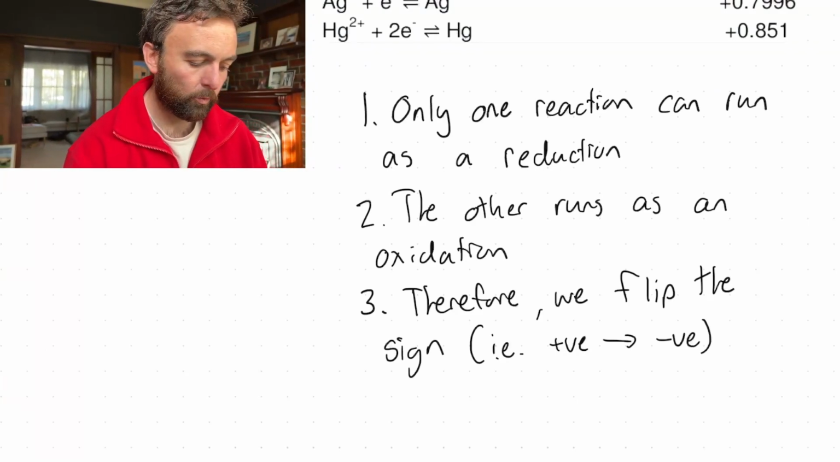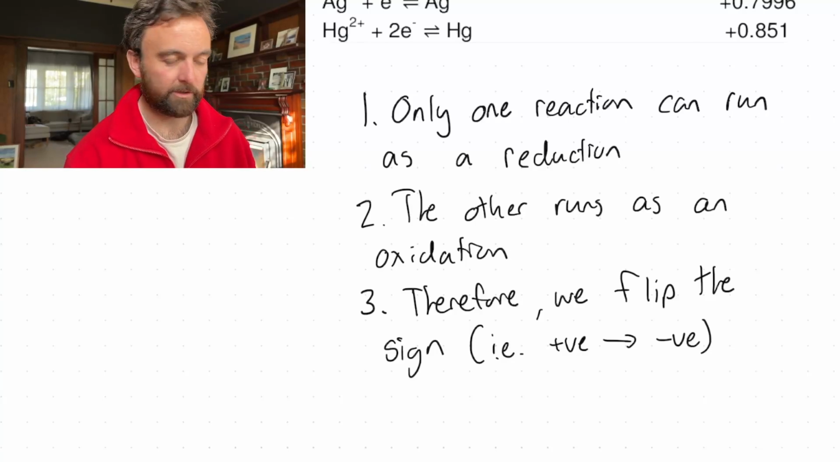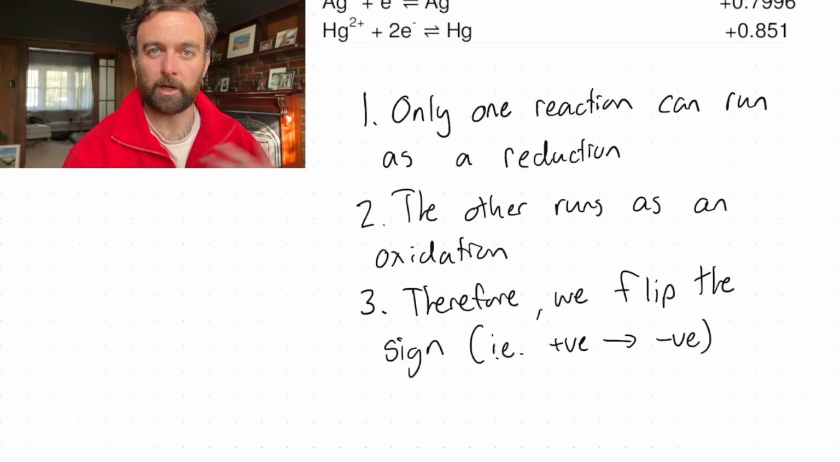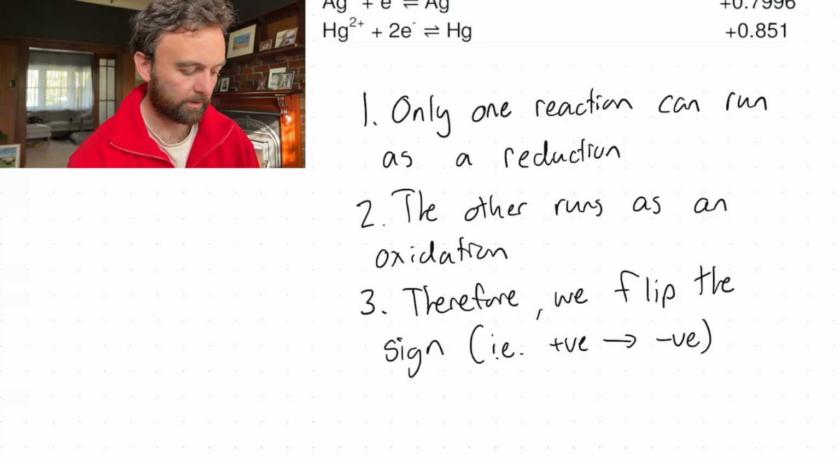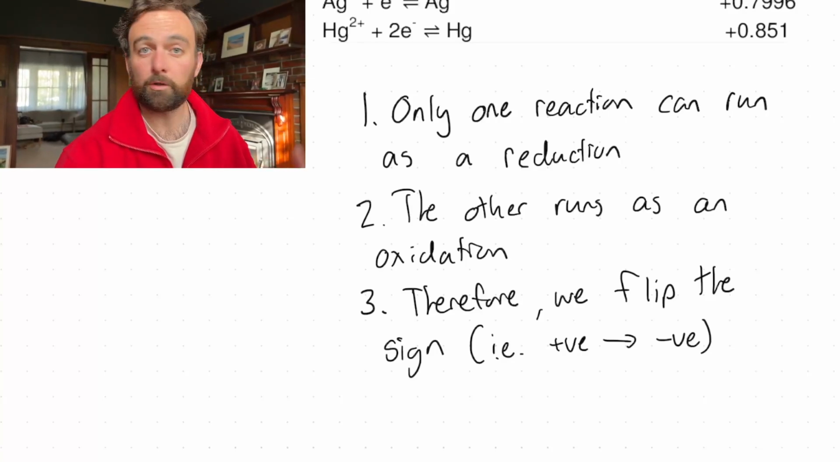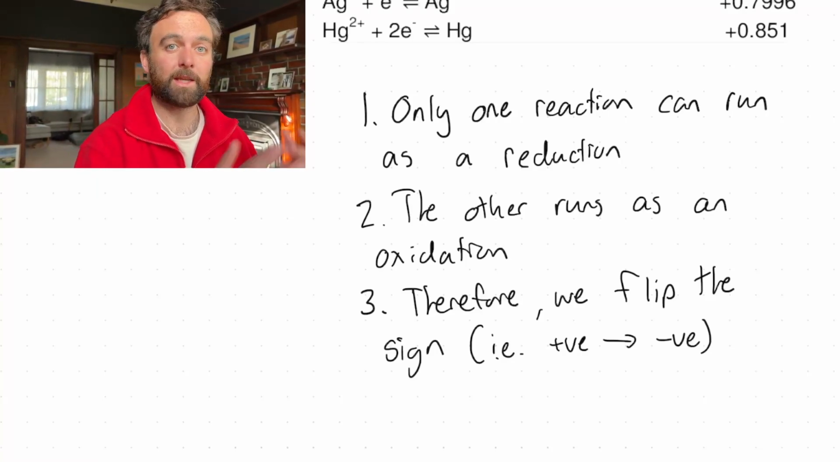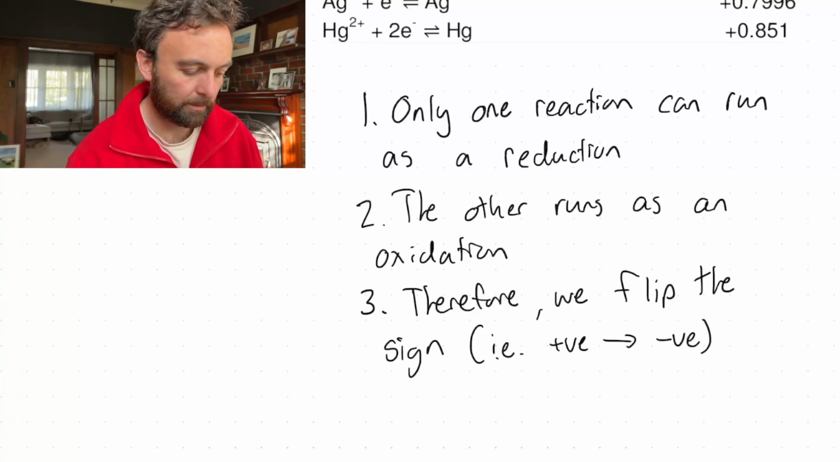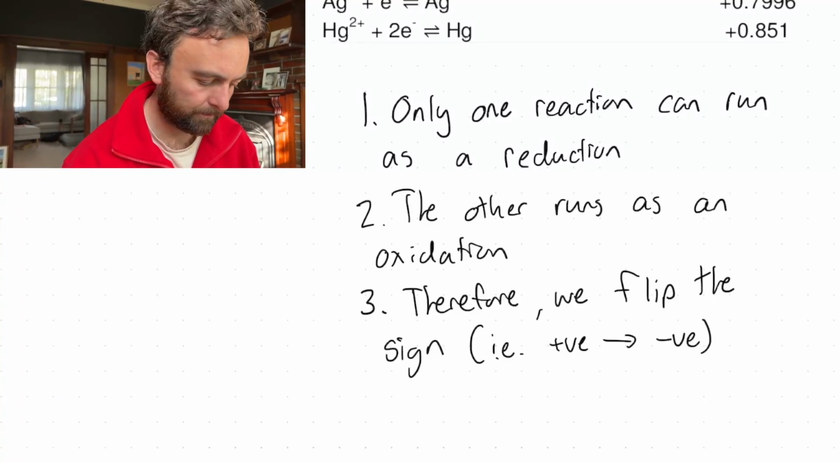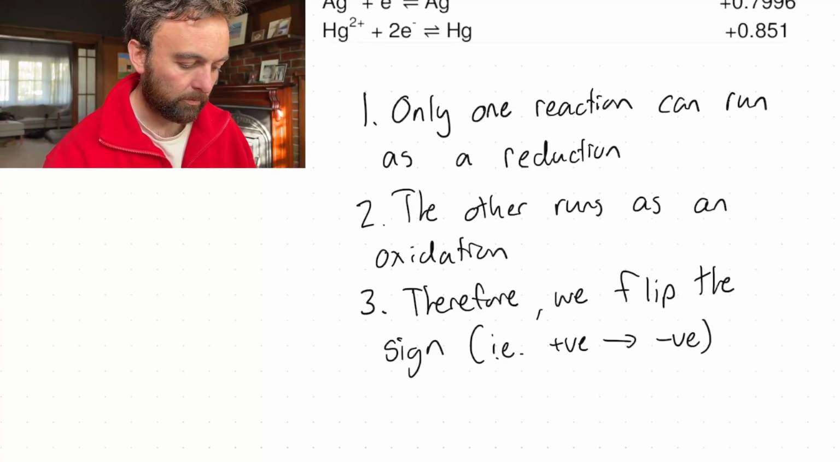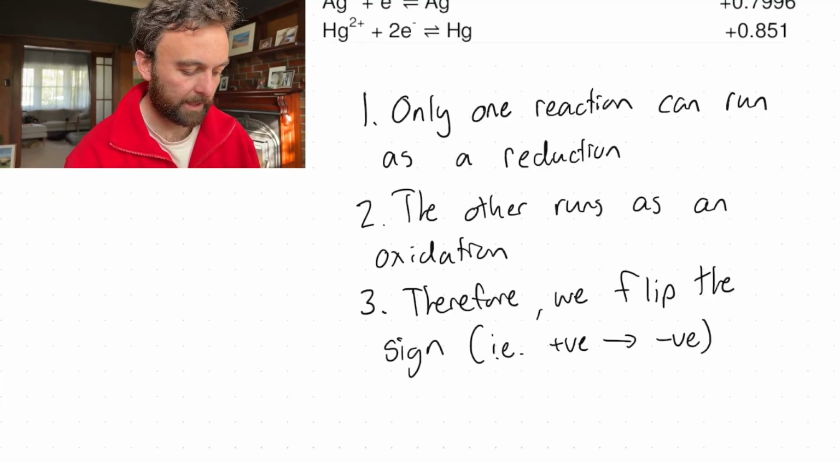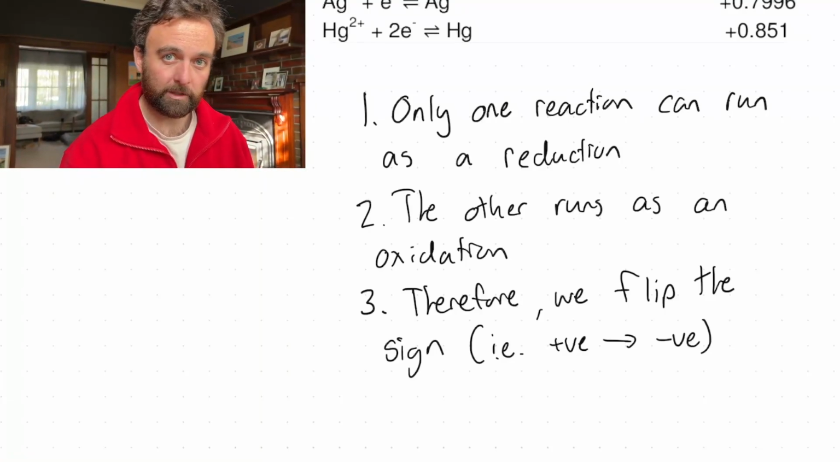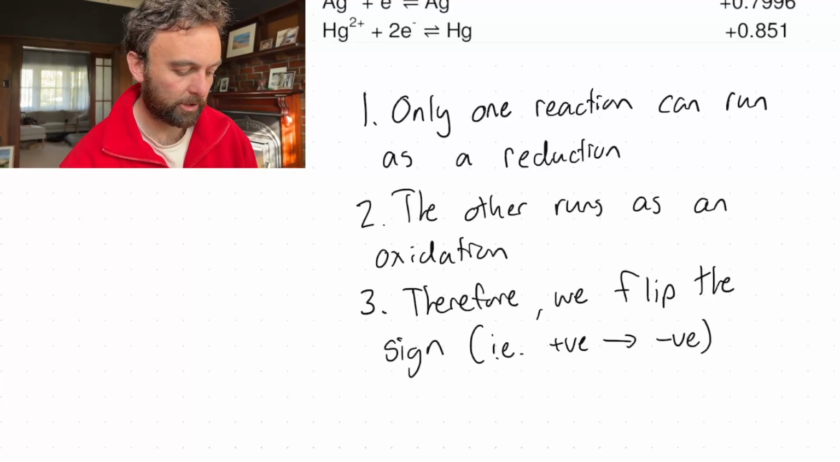But only one reaction can run as a reduction. So that should make sense because we're always transferring electrons in redox chemistry. So you can't have two things being reduced because if they're both gaining electrons, where are the electrons coming from? So something has to be giving those electrons. So we pair two together and one of them runs as a reduction, one runs as an oxidation.